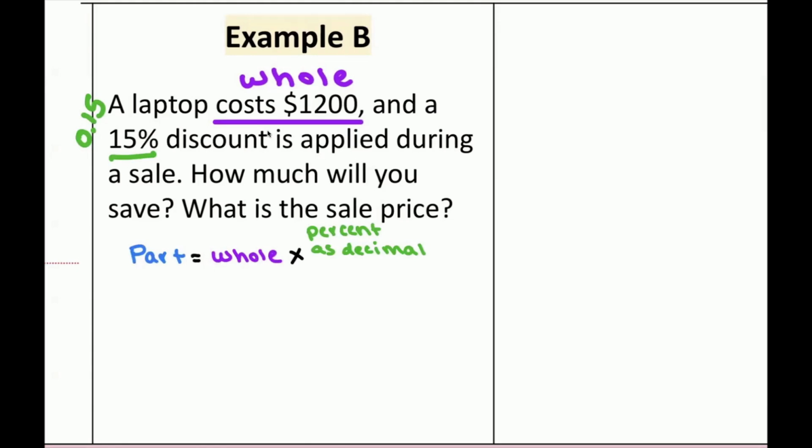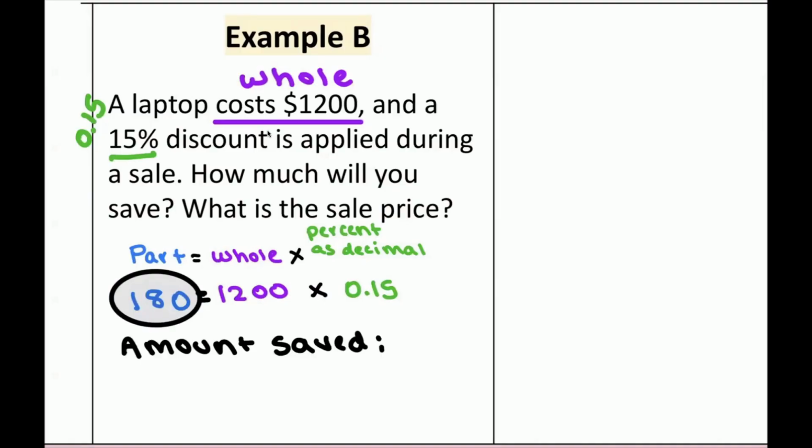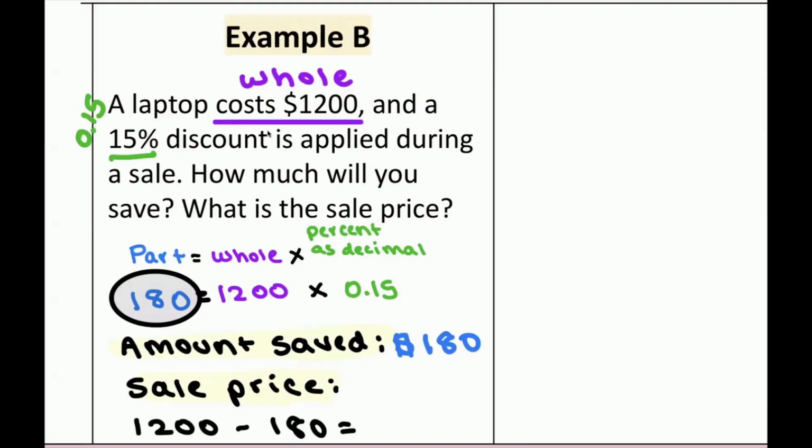So we'll do part equals whole times percent as a decimal. 1,200 times 0.15 is 180. So we save $180. But there's a second question, what's the sale price? So to figure out the sale price, we take our original price, 1,200, and we subtract the amount we save, 180, and the amount we'll actually pay, the sale price, is $1,020. All right, let's finish up our notes and then do example C and D.